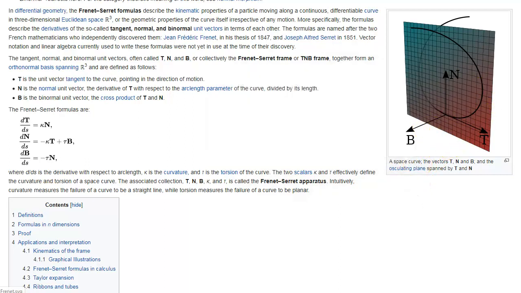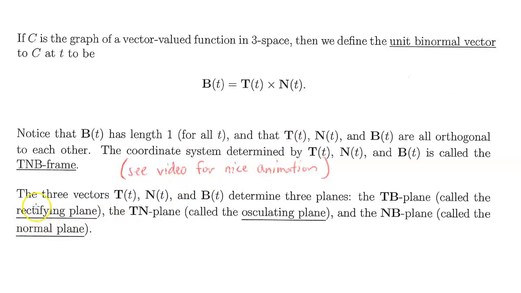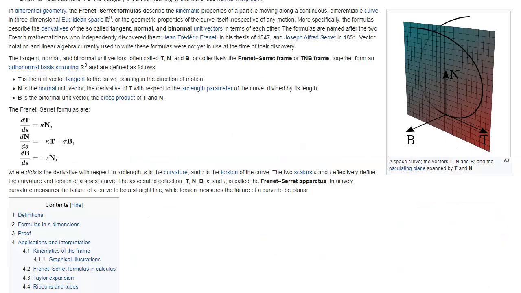Now, let me go back to the notes here. The three vectors determine three planes. The TB plane is called the rectifying plane. The TN plane is called the osculating plane. That's the one we just looked at. And the NB plane is called the normal plane. So if we go back to our Wikipedia article, the plane that contains these two vectors, N and B, the plane that goes through those, would be called the normal plane. And the plane that contains these two vectors, B and T, would be called the rectifying plane. But the plane that's drawn here is the osculating plane.